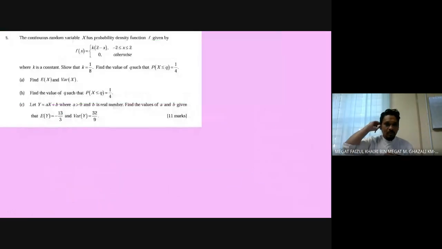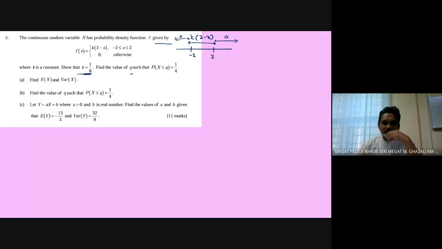Okay, next question. The continuous random variable x has a probability density function given, where k is a constant. Show that k is 1 over 8, and find the value of q such that the probability is 1 over 4. Okay. So class, we only have one function from -2 until 2. We have k times 2 minus x, and the rest of these are 0.